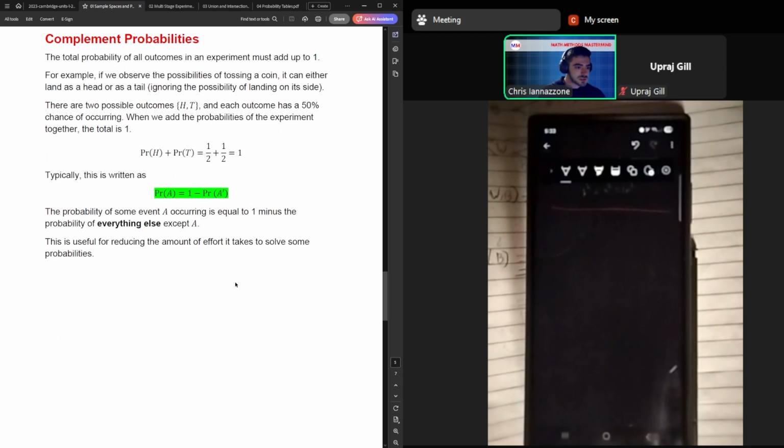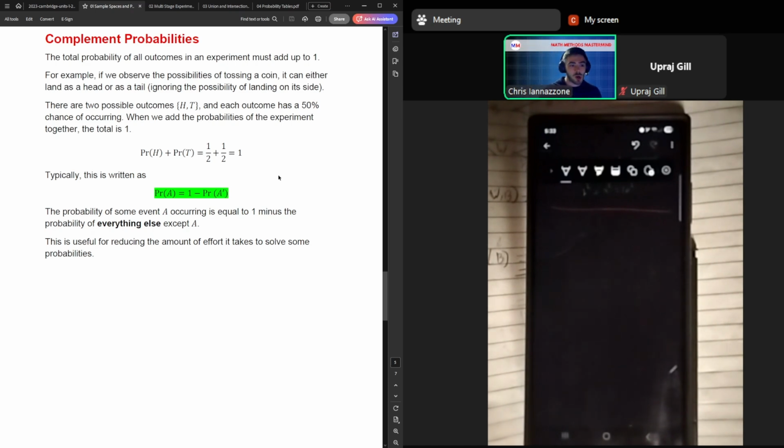Complement probabilities. The whole idea here is that all the probabilities in a given scenario have to add up to 1. For example, in the coin toss, you either toss a head or a tail, and so both of them being 50-50, they add up to 100%. If you roll a 6-sided die, all the numbers 1 through 6 must be a 1 out of 6 chance because, again, everything in the experiment needs to add up to 1.